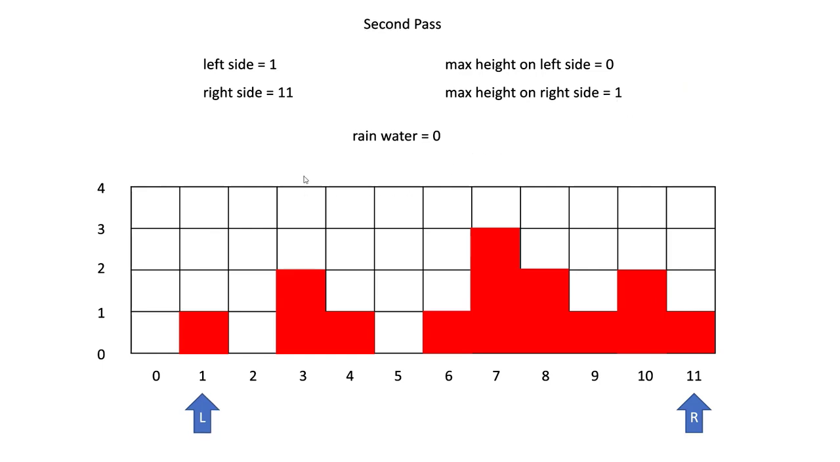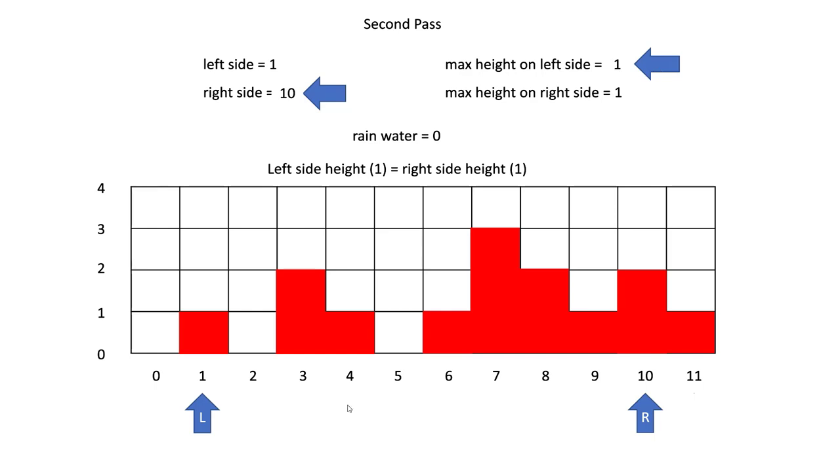Now the second pass, we're going to compare the left side height to the right side height. Now the left side height is equal to the right side height, so we're going to move the right pointer in 1. So we're going to decrement it by 1. And then we've got to calculate the max height on the left side.